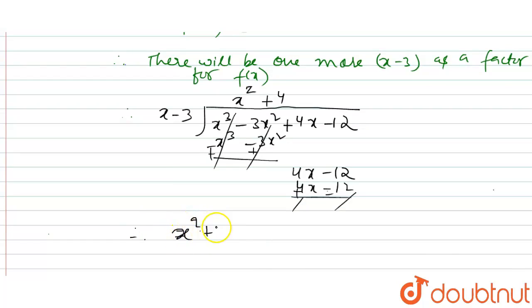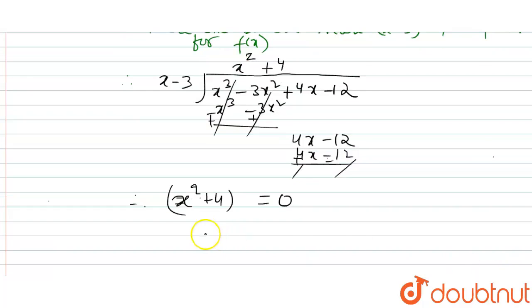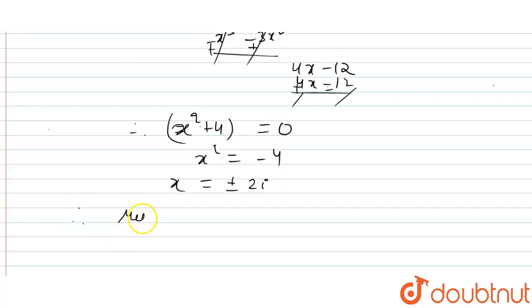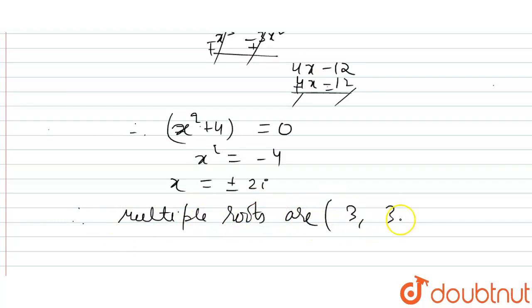x square plus 4. Now equate this to 0, we can solve and get x square is equal to minus 4. From here we can say that we get plus minus 2i. So the multiple roots of the given equation are 3, 3, plus 2i and minus 2i. This is the answer. Thank you.